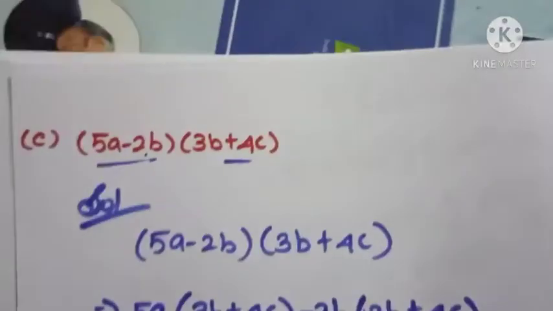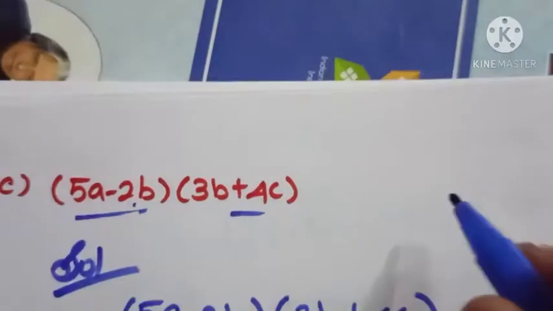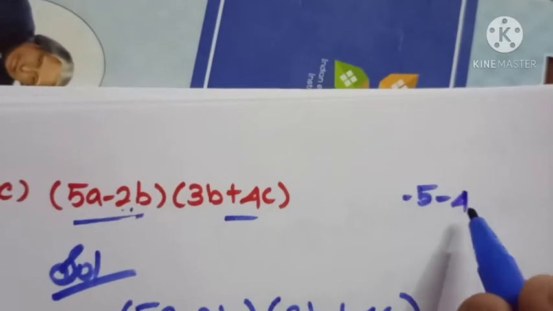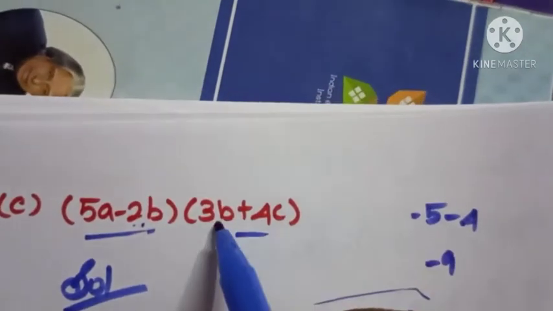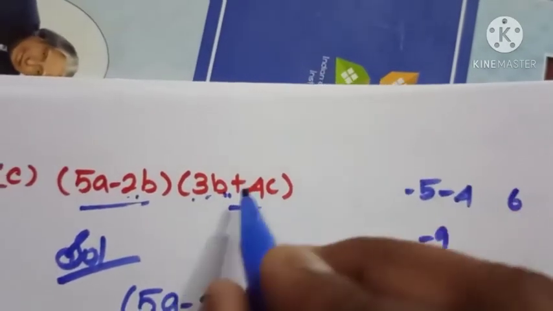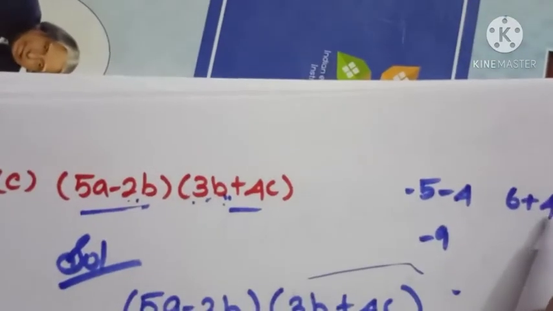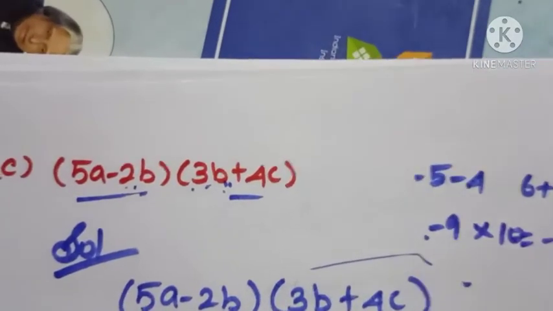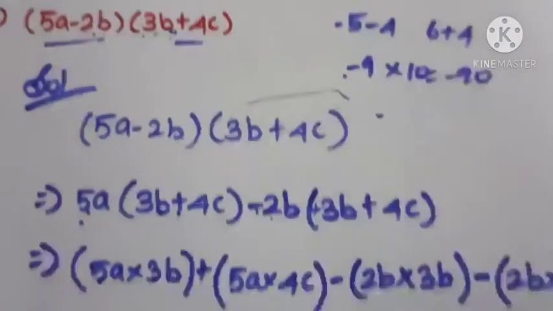Once you substitute the same values here, 5 into minus 1 becomes minus 5. Okay, minus 2 into 2 becomes minus 4. So minus 5 minus 4, you get minus 9 in one bracket. Here 3 into b, so 3 2s are 6. 4c, 4 into c, that is 1, 4. 6 plus 4, 10. So 10 into minus 9, you get minus 90. So without the product, directly substituting the values, you get the same minus 90.